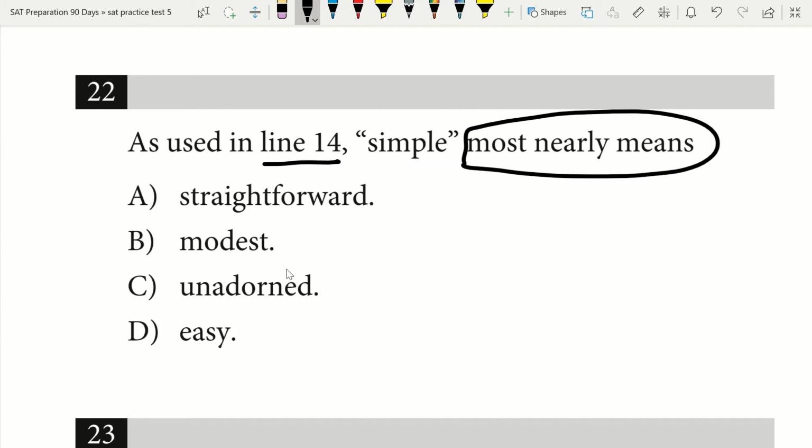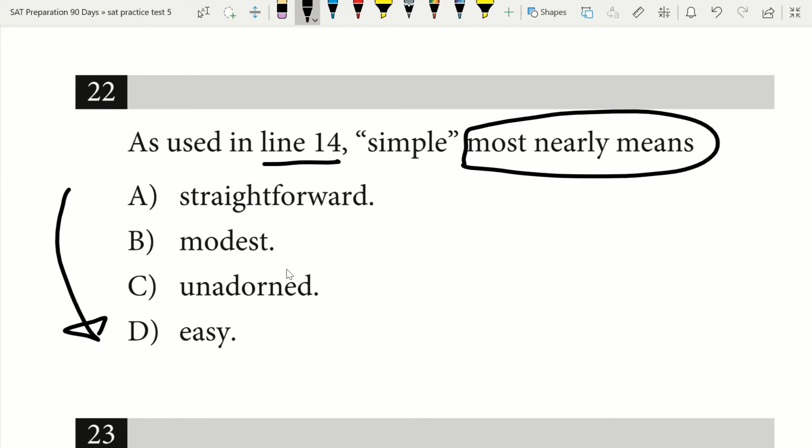Now, when approaching these questions, the strategy that I recommend and that I used to score 1590 on the SAT is: when you have a most nearly means question, don't look at your answer choices until after you've gone back to the line it directs you to, read the sentence, and come up with your own answer first. By coming up with your own answer first, it's going to help you not be swayed or get stuck between two answer choices and not know which one to pick.